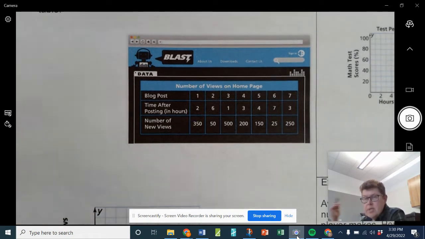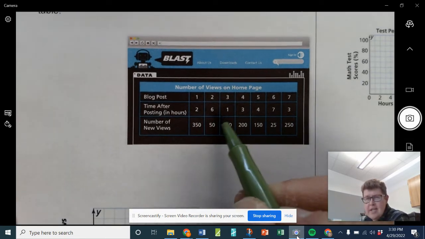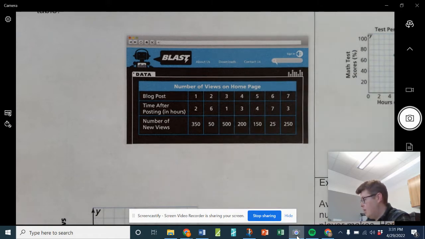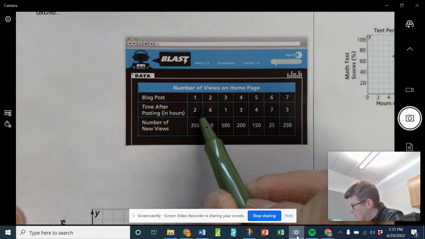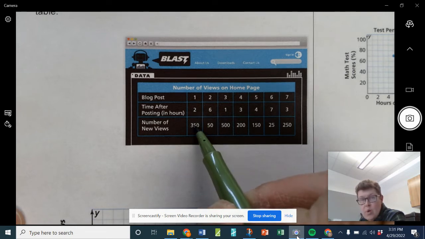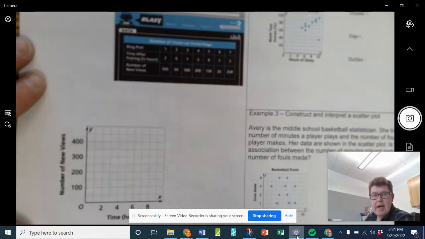Somebody sees a new blog post, they're all going to get updated, and then boom, a lot of people are going to see it. Some people will see it later in the day, but it's less than that initial burst of people after that first hour. So what we're going to do is graph this data. We have 7 data points, and we're going to use this as our X value and this as our Y value.